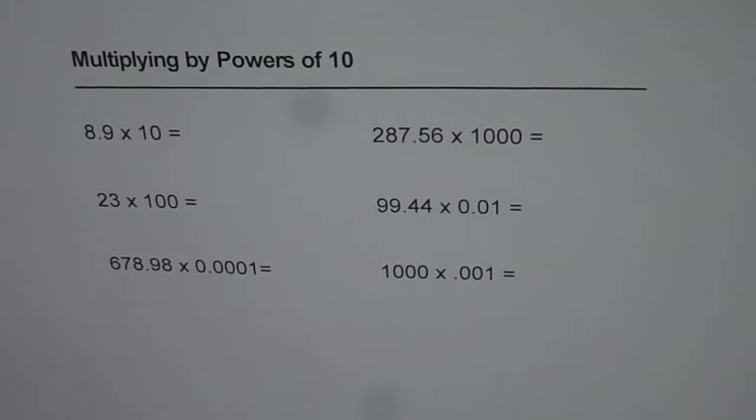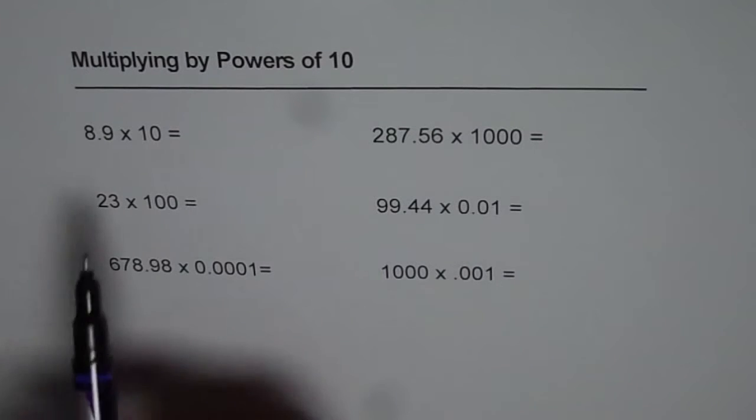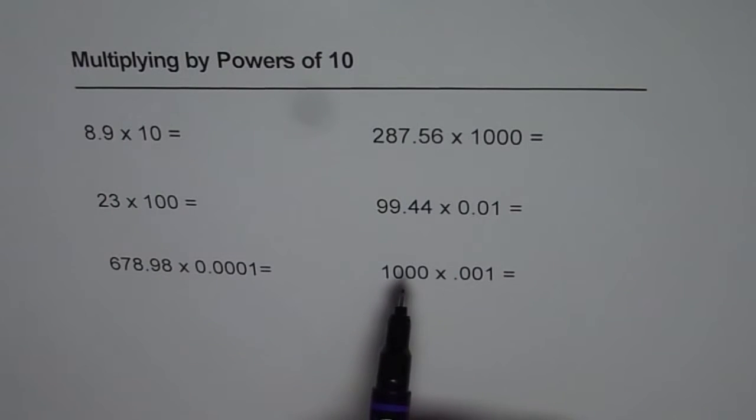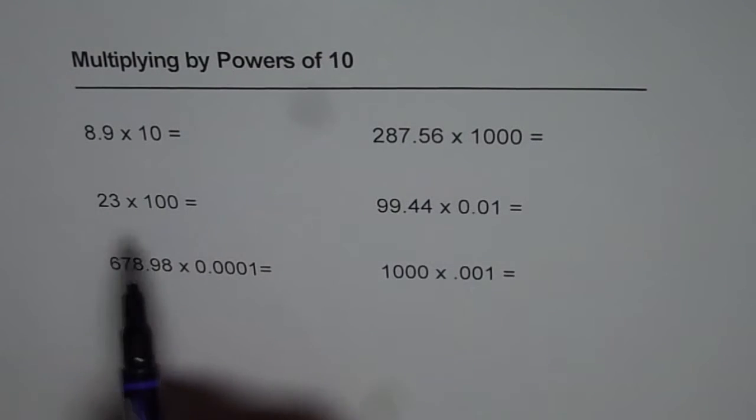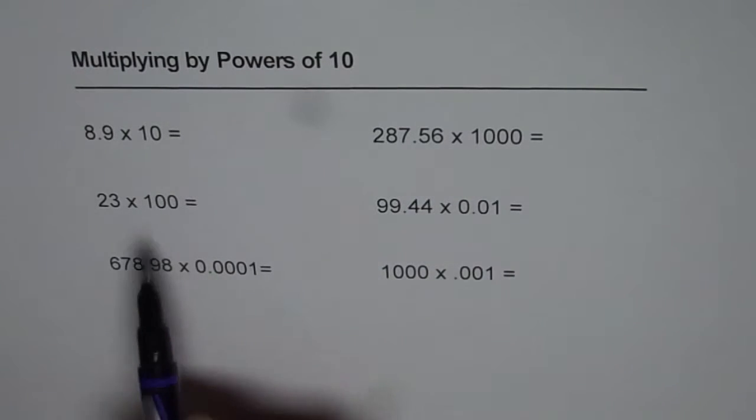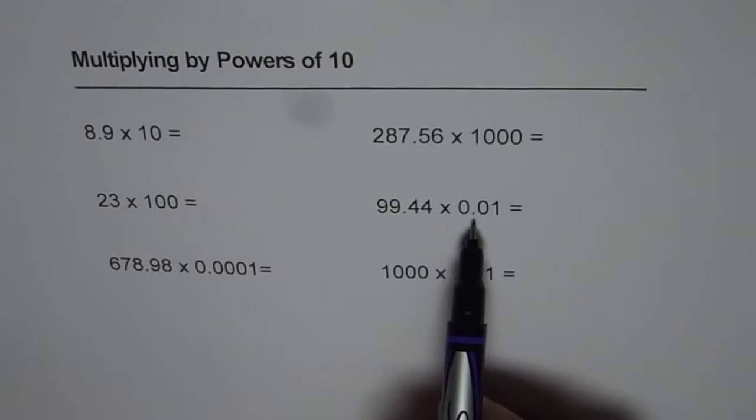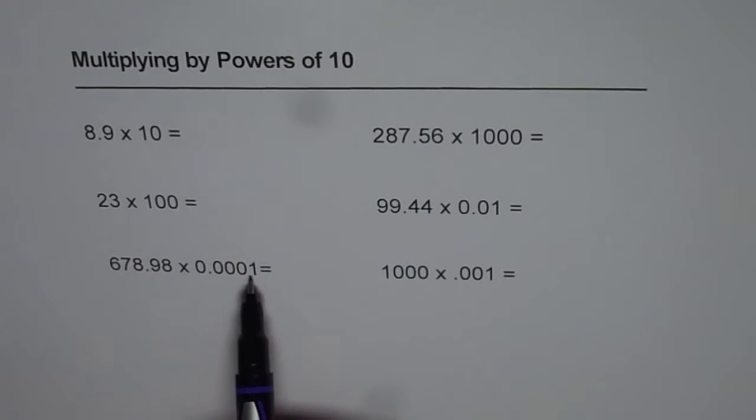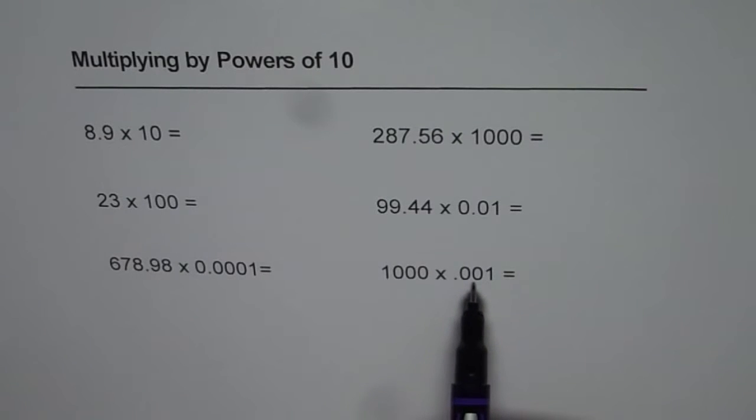Okay, so here are a few questions from the test paper. They are regarding multiplication by powers of 10. So let's begin by multiplying 8.9 by 10, and then we have 5 more. Let me read them out for you first. The second one is 287.56 times 1000, 23 times 100, 99.44 times 0.01, 678.98 times 0.0001, and 1000 times 0.001. You can pause the video, answer the questions, and then check with my solution.